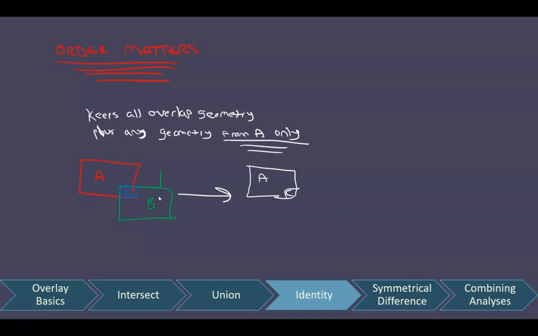In this case, order does matter. If we were to flip it around and have this be A and this be B, then we would have gotten rid of that and kept this part. So keep in mind, again, with identity, order matters.